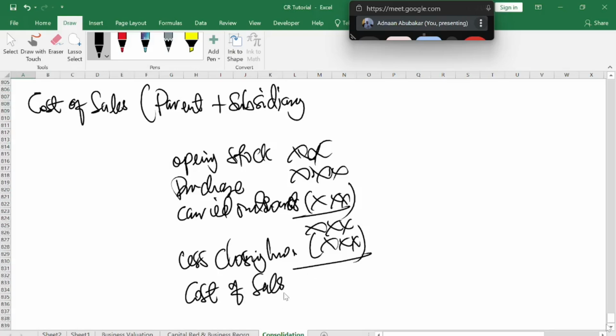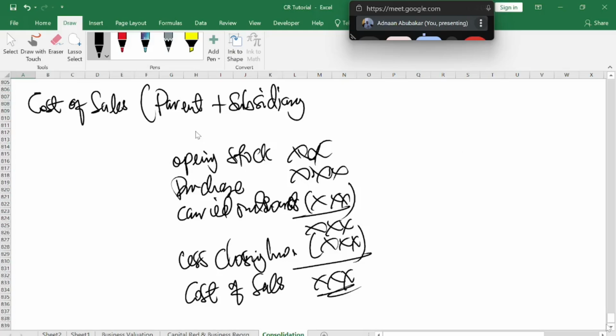So what is the difference between cost of sales and goods available for sale? You have done the cost of sales. Now, when we talk about goods available for sale, what do we mean?